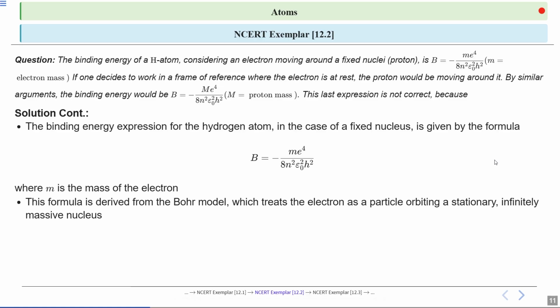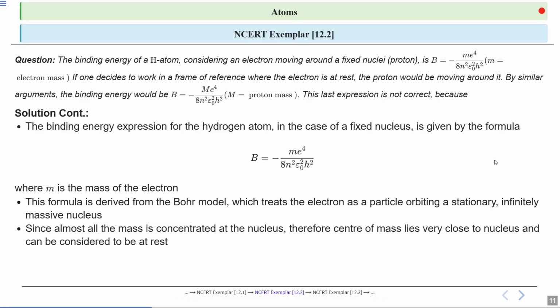This formula comes from Bohr's model, which treats the electron as a particle orbiting a stationary nucleus. The nucleus is assumed to be infinitely massive compared to the electron, so it doesn't move. Because almost all the mass in the atom is concentrated in the nucleus, the center of mass is very close to the nucleus itself. That means for practical purposes, we can consider the center of mass to be at rest when analyzing the atom's behavior. So the frame of reference where the nucleus is at rest is considered an inertial frame. An inertial frame is one where Newton's laws apply without needing to add extra fictitious forces.